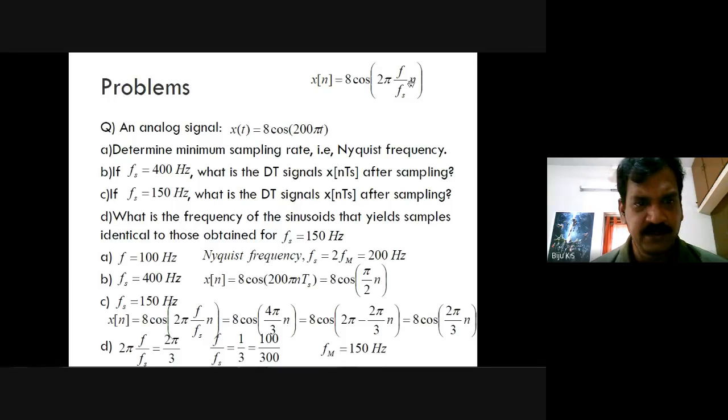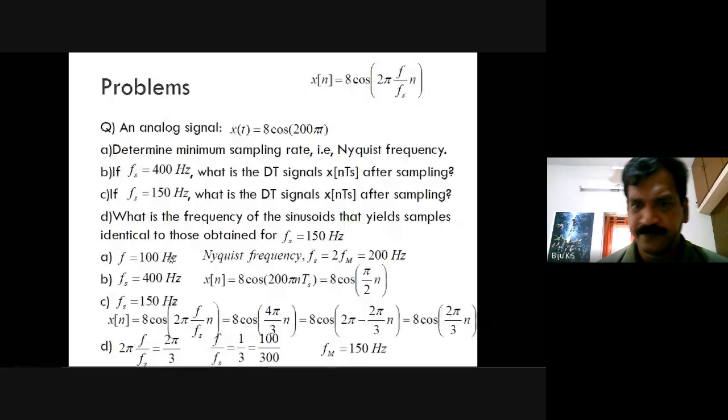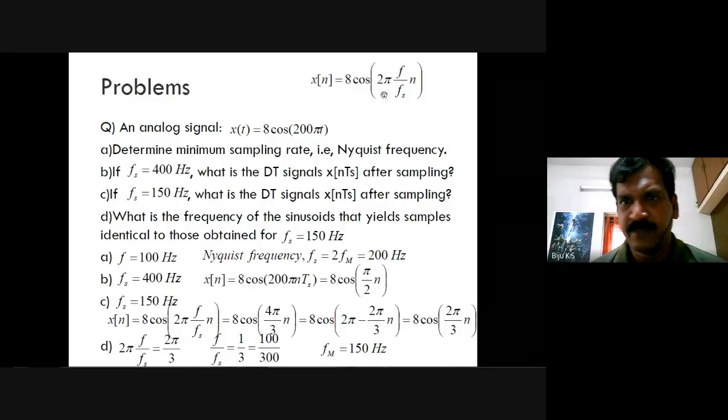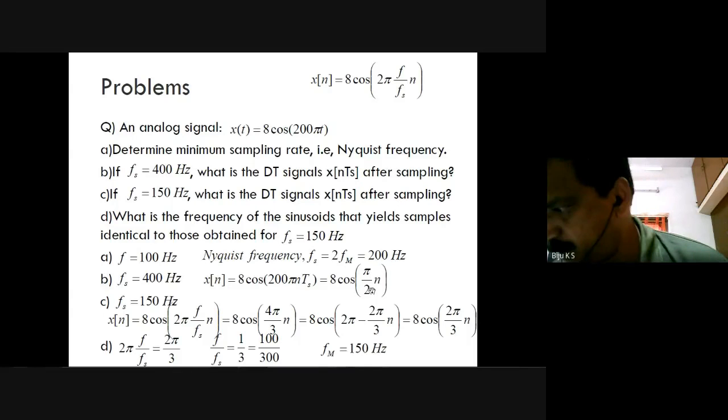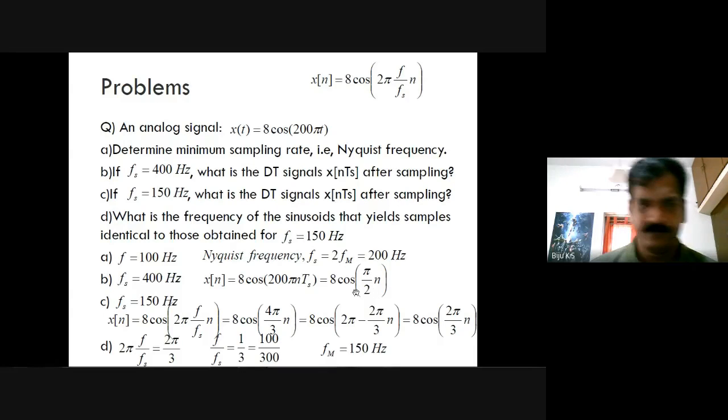F is equal to 100 and fs is equal to 400, so 100 by 400 is 1 by 4. Cancelling, 8 cos of 2 pi into 1 by 4 n goes to pi by 2 n. This is the discrete-time signal. They are asking what the discrete-time signal x(n) is after sampling. So x(n) is equal to 8 cos of pi by 2 into n.